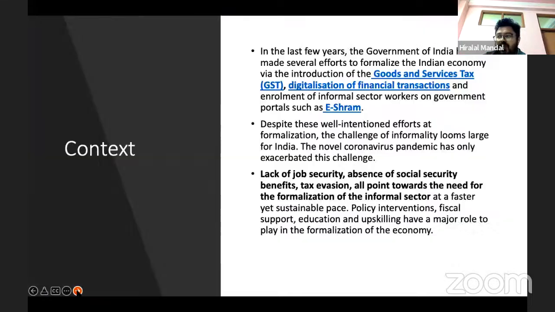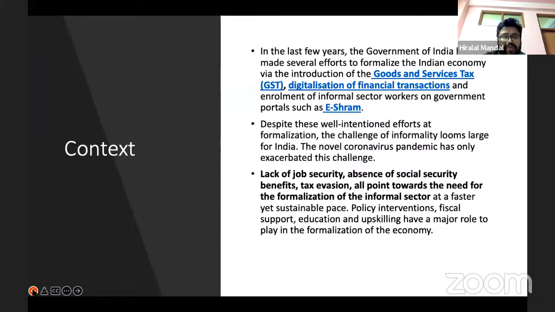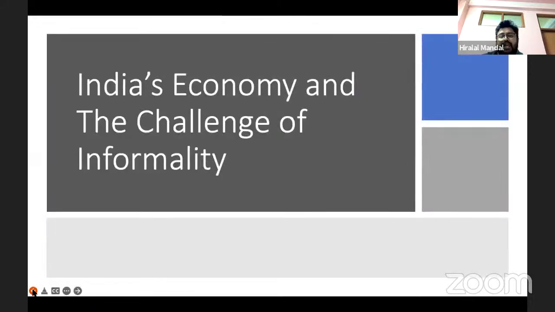Now there is another important issue, and that is related to the economy, India's economy and the challenges of informality. You must have seen that there is a significant rise of the informal sector in the economy, and at the same time there are enough efforts being made by the government to increase the formalization of the economy.